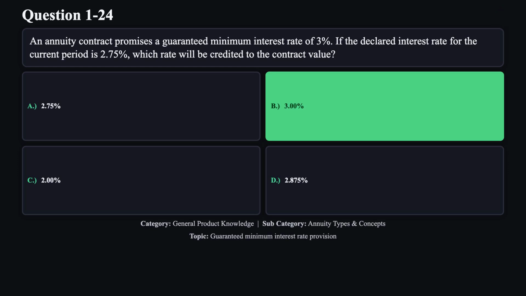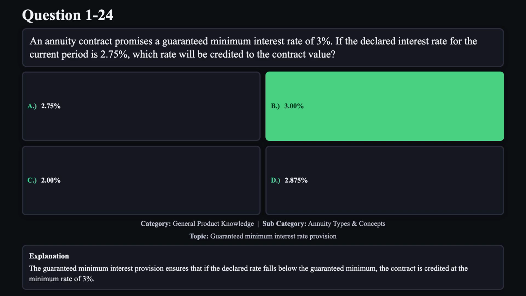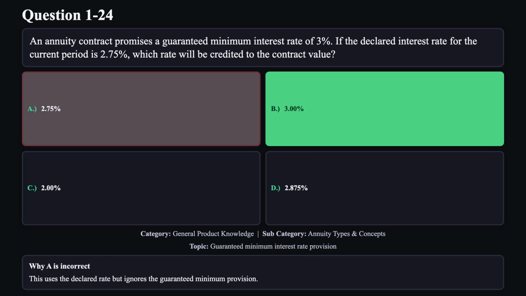The correct answer is B. The guaranteed minimum interest provision ensures that if the declared rate falls below the guaranteed minimum, the contract is credited at the minimum rate of 3%. Reason A is not correct. This uses the declared rate but ignores the guaranteed minimum provision.